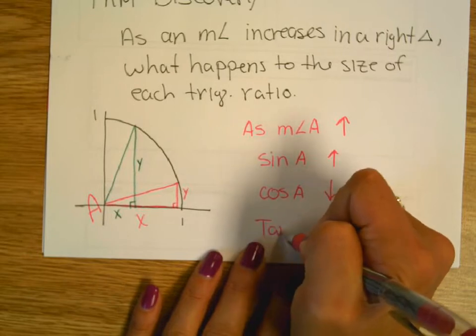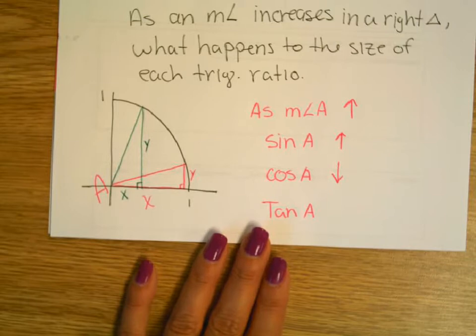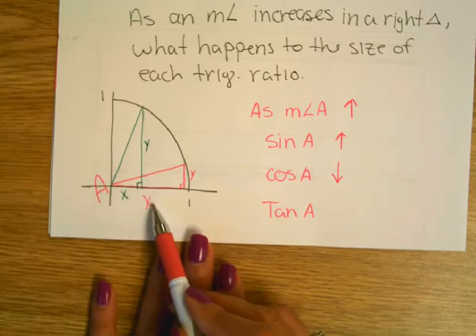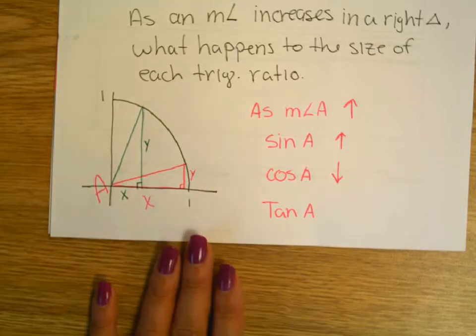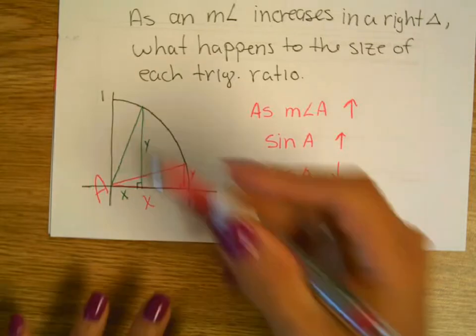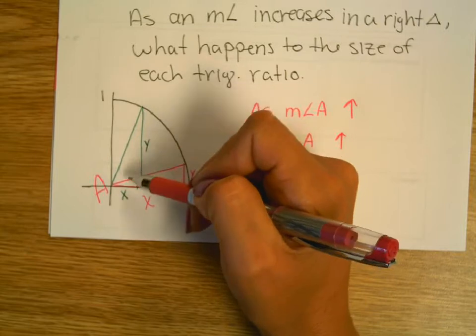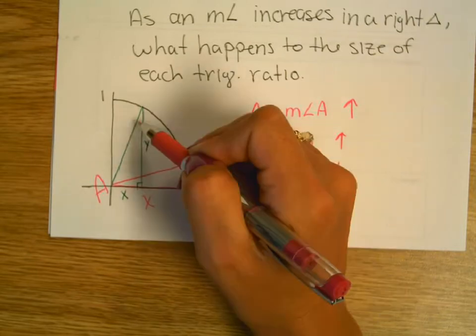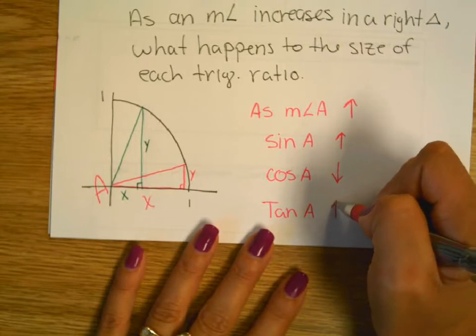Tangent. So remember, tangent is the y divided by the x. So I've got a small y divided by a big x. So small top number, big bottom number. Is my overall decimal going to be big or small? Small divided by big. Small. As it gets bigger, the y leg is getting bigger. So that's my numerator. Bigger divided by smaller is going, what's happening here? Anybody see it? Increase.